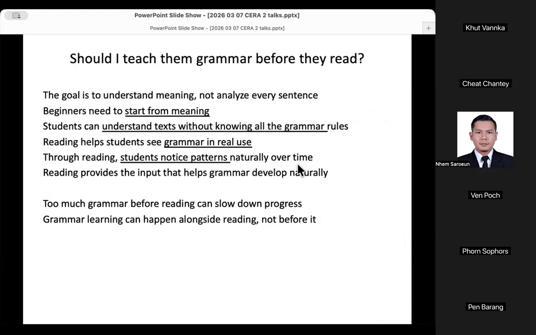Yeah. Should you teach grammar before they read? My answer to this question is no. Meaning comes first. Grammar is something you do later. So work with the students with meaning. Do not start from grammar. Grammar is not the center of language. Meaning is the center of language.